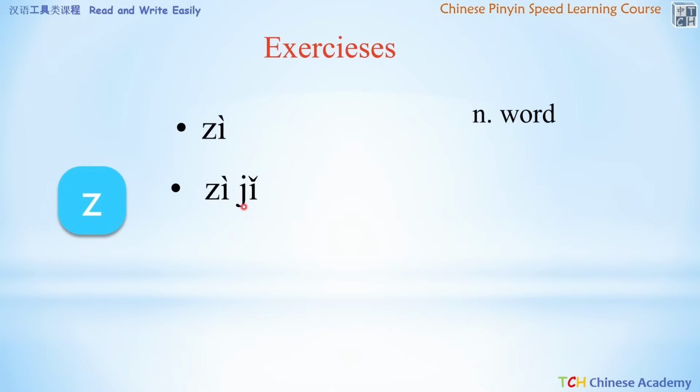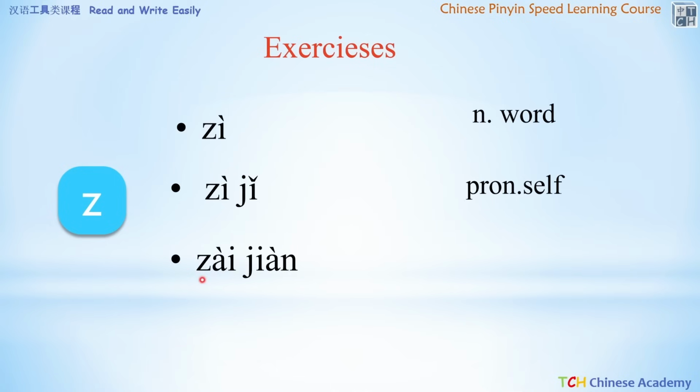And ji, yi, third tone, ji. So 自己, 自己 as one word phrase. So it means oneself. 自己.